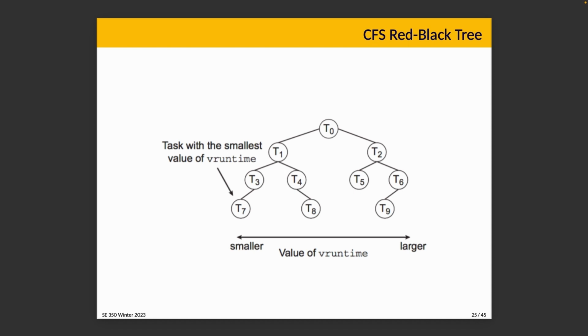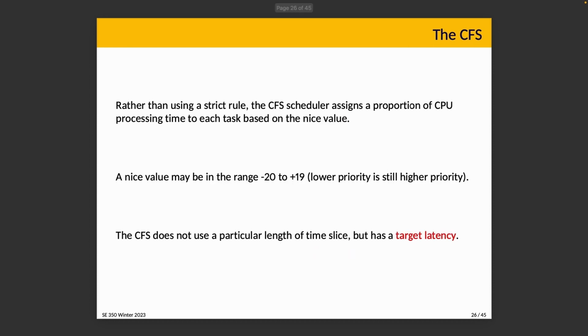As we go through the tree, on the diagram here from left to right, the value of vruntime gets larger. And vruntime represents virtual runtime. So it's not just the actual execution time that makes a difference. There are adjustment factors. Now, rather than using a strict rule to decide about priorities and runtime, the completely fair scheduler assigns a proportion of CPU processing time to each task based on its nice value. So the nice values that we saw earlier when talking about the traditional Unix scheduler still exist and they still matter. We have to keep up the behavior of previous systems, and that included the nice factor. And a nice value could be in the range of -20 to +19, where -20 indicates something that is very not nice, and +19 indicates something that is quite nice.